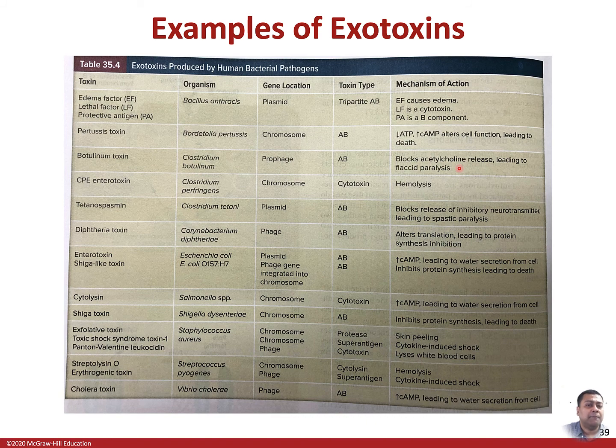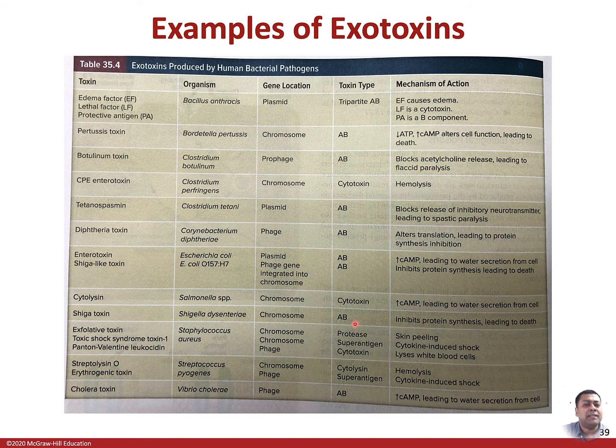So this particular botulinum toxin is probably the most toxic known to human beings, which is produced by a natural bacteria. Another extremely potent toxin is the diphtheria toxin, which is produced by Corynebacterium diphtheriae, which alters translation, leading to protein synthesis inhibition. It is known that just 1 or 2 molecules of this diphtheria toxin are good enough to cause harm. On the other hand, you can see right here that Bacillus anthracis can produce these tripartite AB toxins.